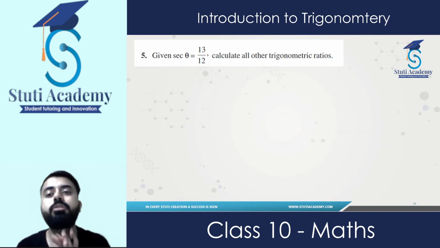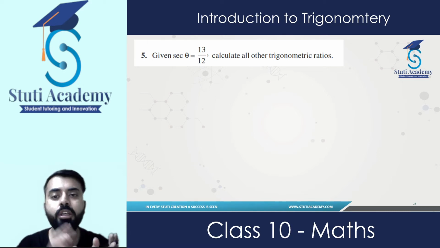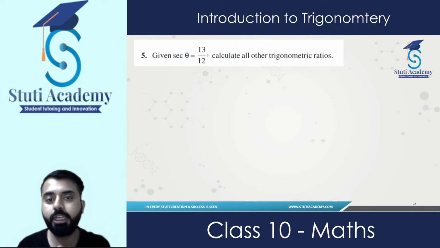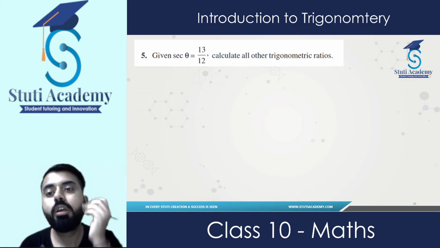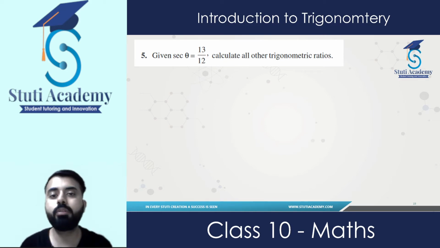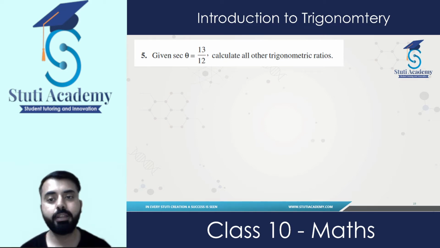Before I attempt this question, I hope there is no doubt regarding the concept that we are doing. So I hope you are able to do this sum on your own. I'm just giving you time, just pause the video and try to do this sum on your own. The sum is: given secant theta is 13 by 12, calculate all other trigonometric ratios. That means secant theta is 13 by 12.